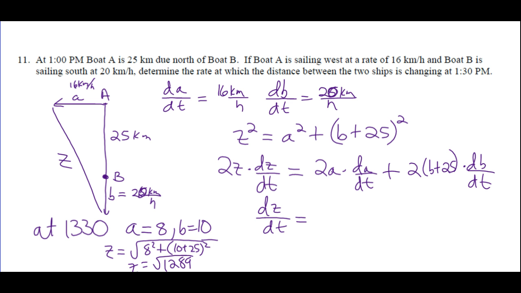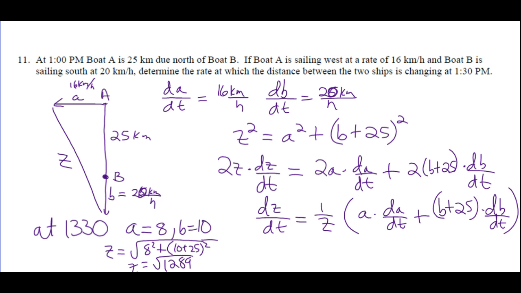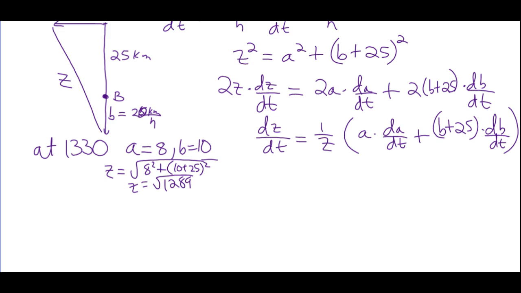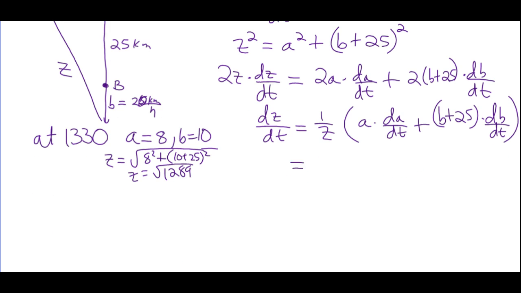All right, so look, everything's divisible by 2, right? So dz by dt is 1 over z times (a times dA by dt plus (b plus 25) times dB by dt). Okay, so slide that down, plug it in, and we'll be done. Okay, so that's 1 over the square root of 1289 times A, which is 8, times dA by dt, which is 16, plus 10 plus 25, times dB by dt, which is 20.